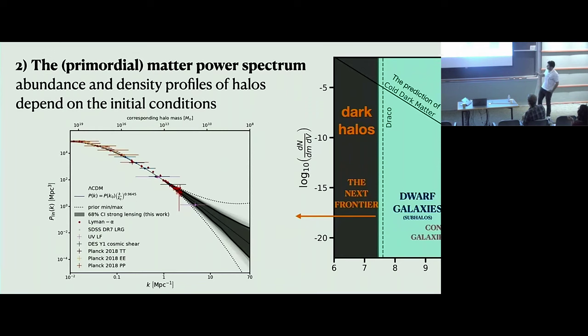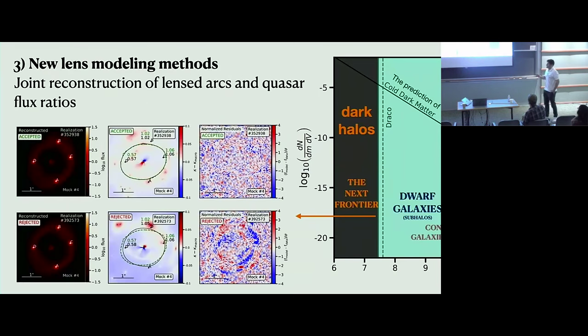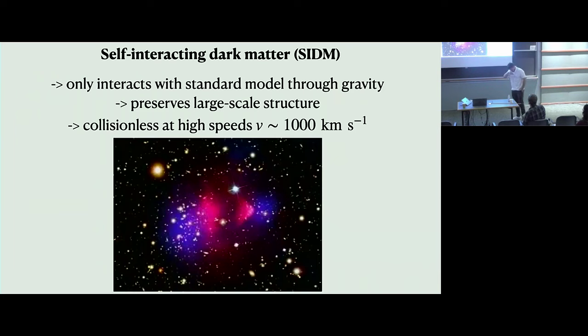I want to talk about some of this work where you can interpret inferences of the properties of dark matter halos in terms of the initial primordial power spectrum. So this is now getting into the physics of inflation in the early universe. Okay, and then if I have time, I'll tell you about some fun lens modeling stuff that we can use to do better in all of these science cases, but I'm not sure if I'll actually get there. So we'll see. Okay, self-interacting dark matter.